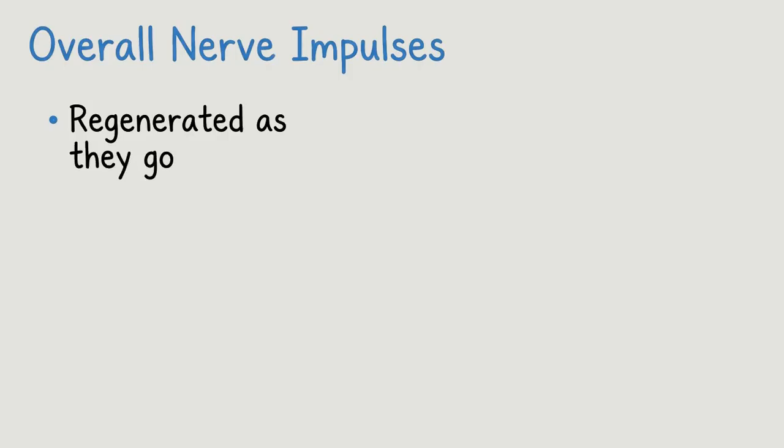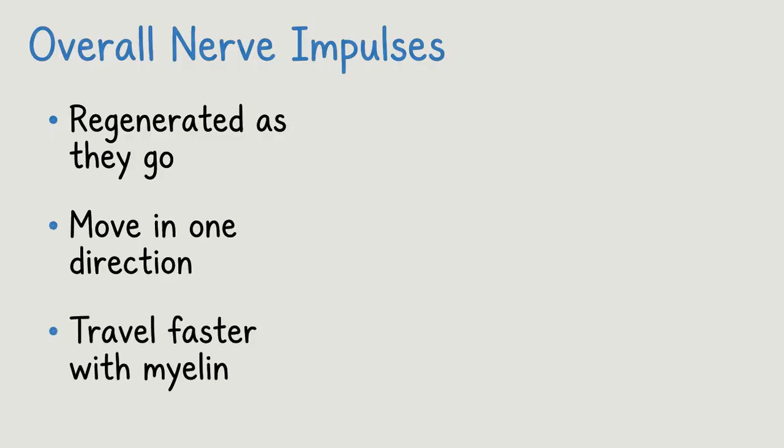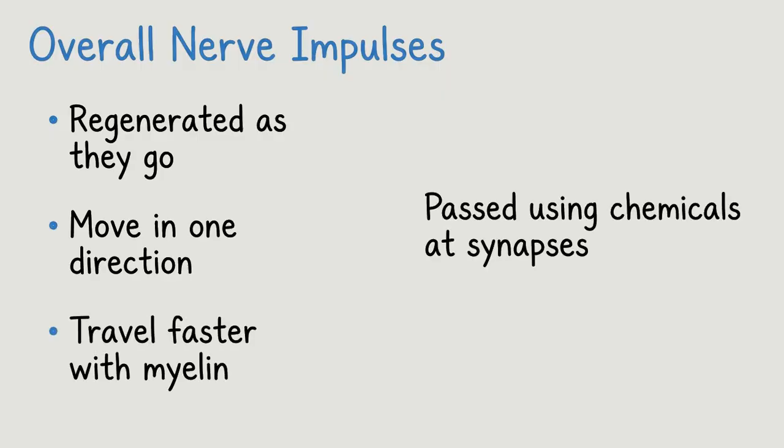So overall, nerve impulses travel as electrical action potentials along neurons, are regenerated as they go, move in one direction because of refractory periods, travel faster with myelin, and are passed to the next cell using chemicals at synapses.